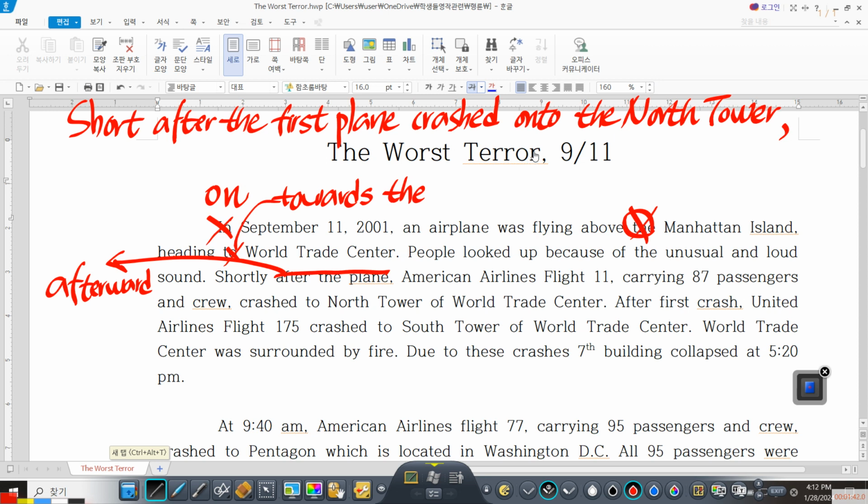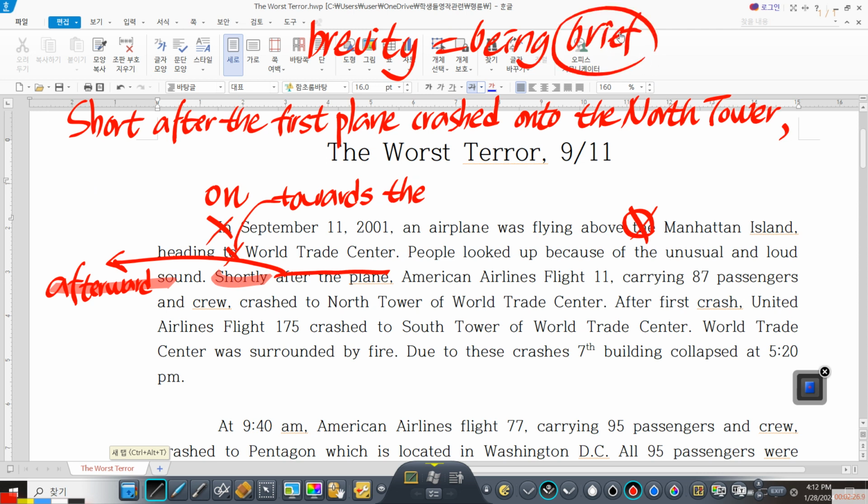Which do you choose if you're a writer? Would you just say, shortly after the first plane crashed onto the North Tower, or just afterwards? Afterwards is much better. Simply put, shortly afterward. That is much better. And this is good because this is concise. We want brevity. What is brevity? Brevity means a quality of being brief. That's brevity, okay? Concise. That's brevity.